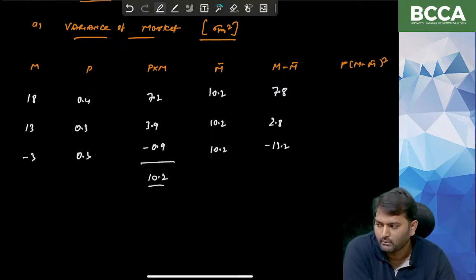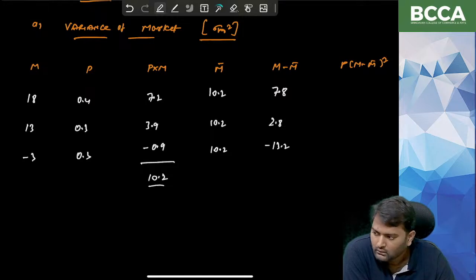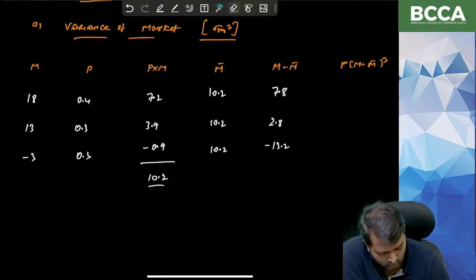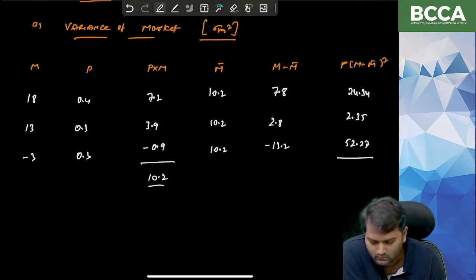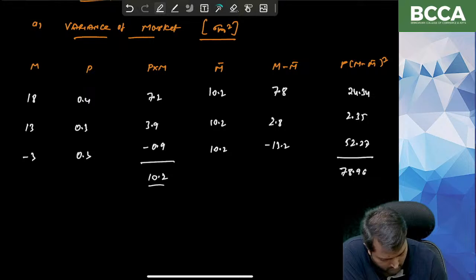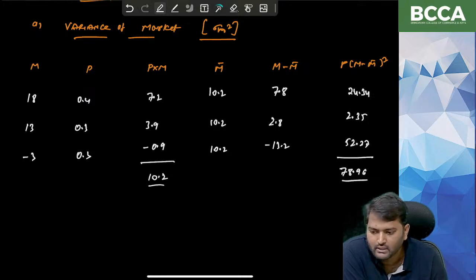Next, P into (M minus M bar) square: 24.34, 2.35, 52.27, total 78.96. This 78.96 is nothing but the variance of the market. Yes or no? Variance of a market. Okay. Done, Shilpa.